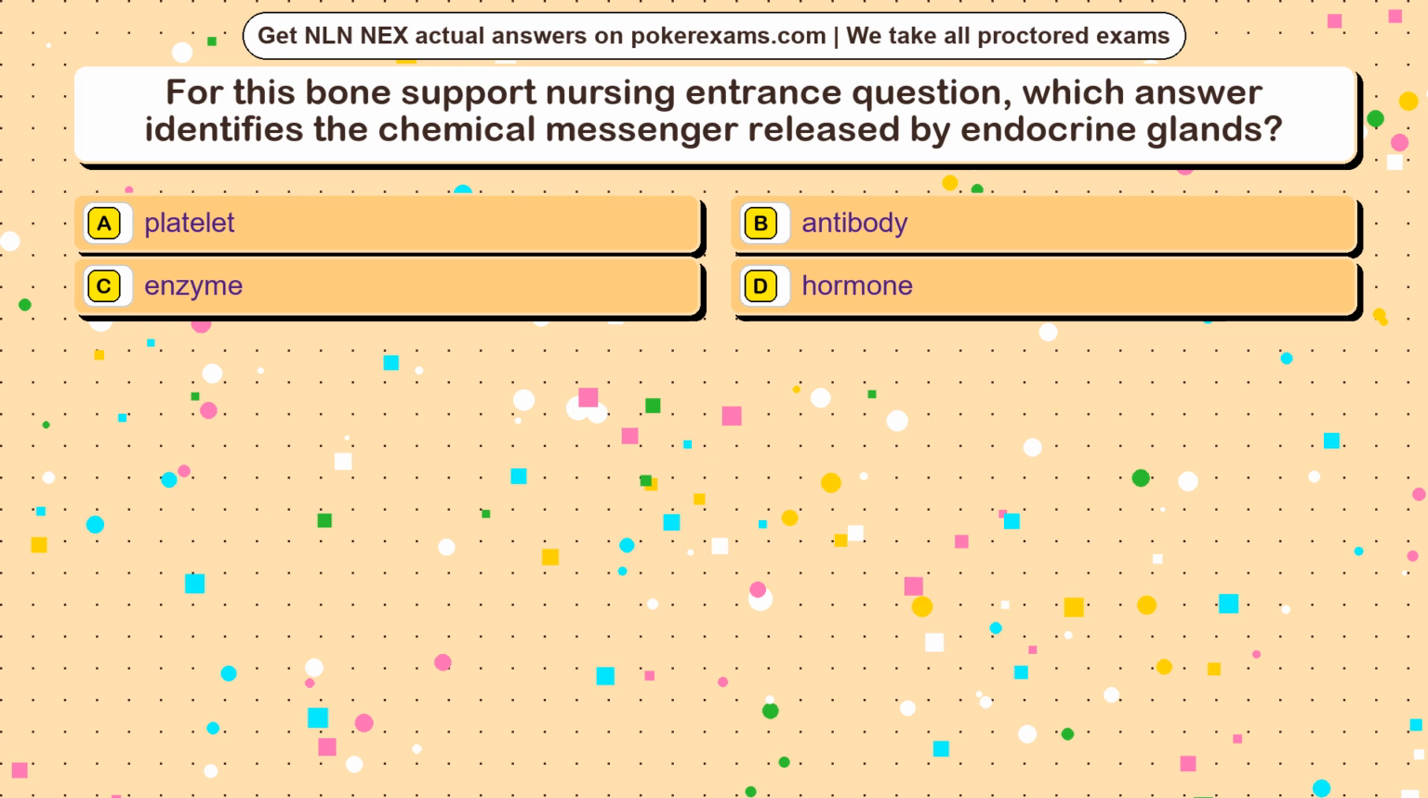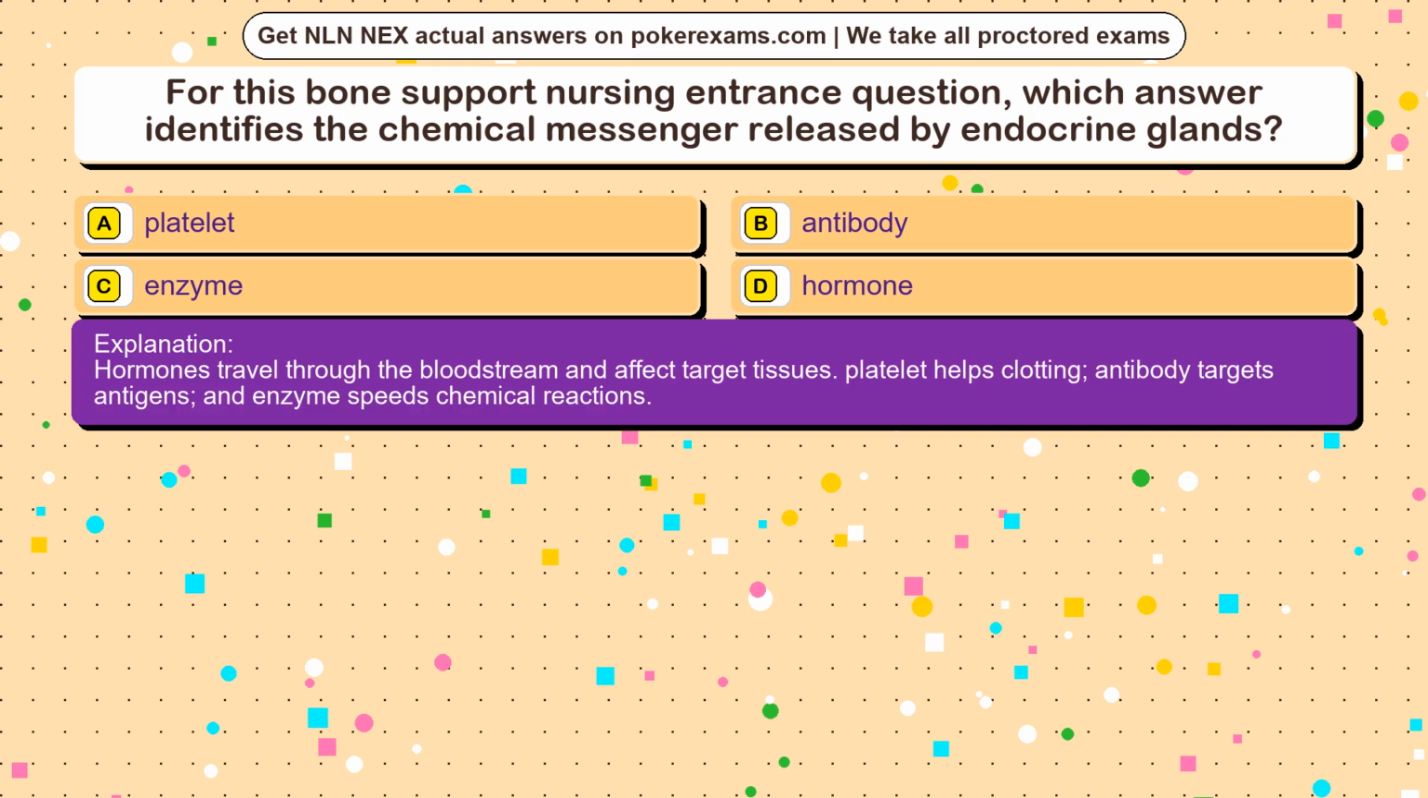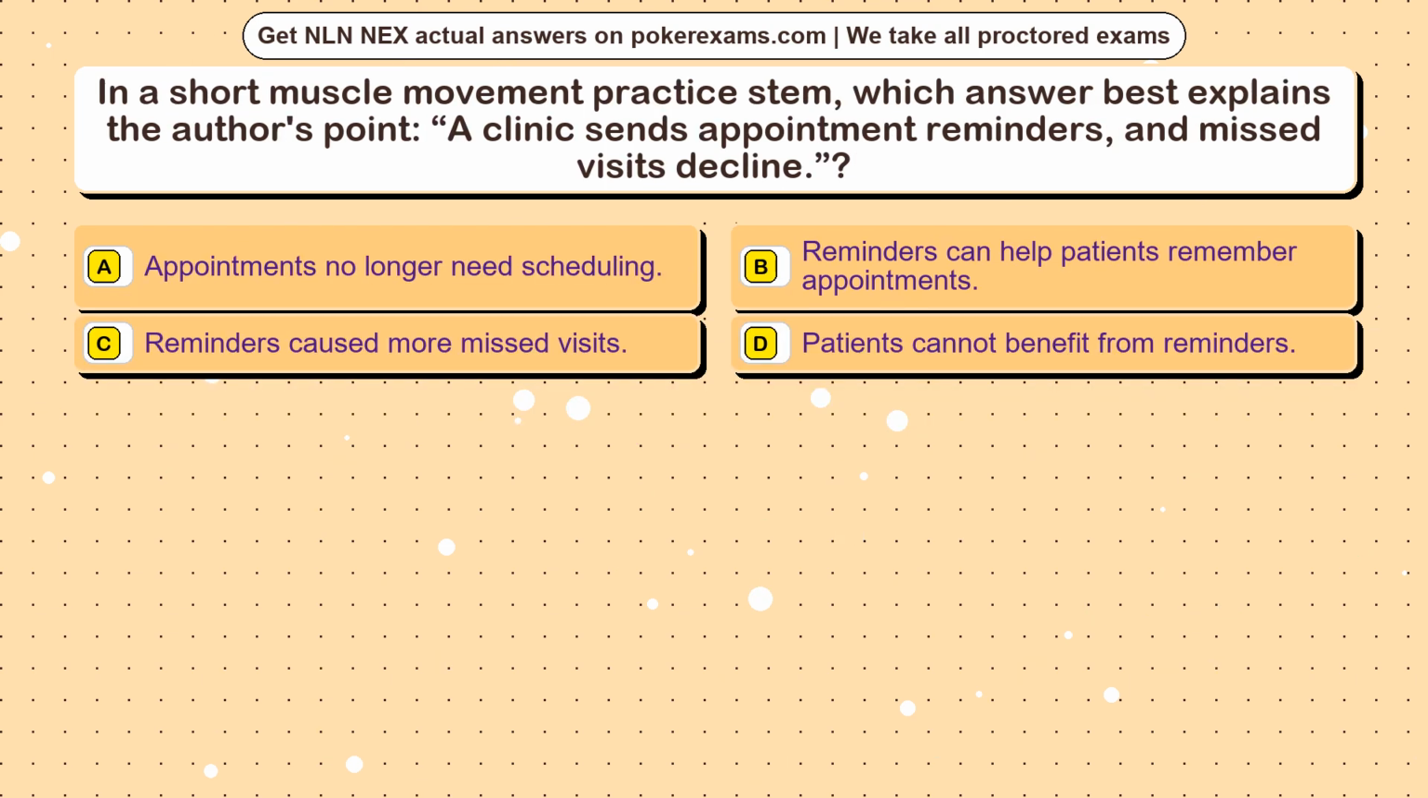The correct answer is option. Hormones travel through the bloodstream and affect target tissues. Platelet helps clotting, antibody targets antigens, and enzyme speeds chemical reactions. Question 14. In a short muscle movement practice STEM, which answer best explains the author's point?